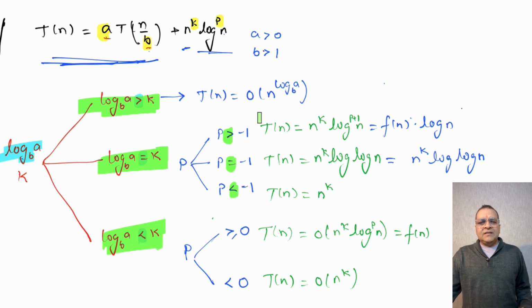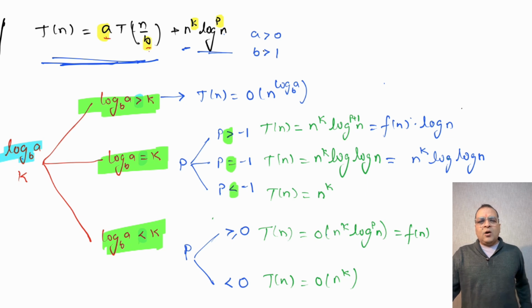In the first case, the answer is n raised to the power log of a to the base b. So we have already computed log of a to the base b because that is what we are comparing k with. Just do an n raised to the power that number, which means n raised to the power log of a to the base b.